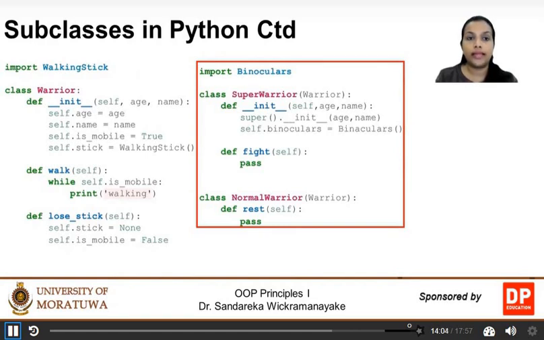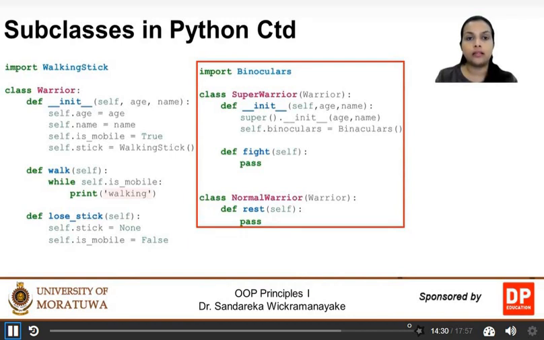Now we go ahead and extend the common logic. In the Super Warrior, we have added a new method, fight, and binoculars as a new attribute. In the Normal Warrior class, we have defined a new rest method. Now, both subclasses have all the common functionality of the superclass and have additional functionality specific to them.